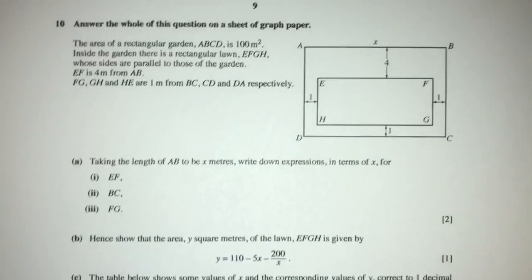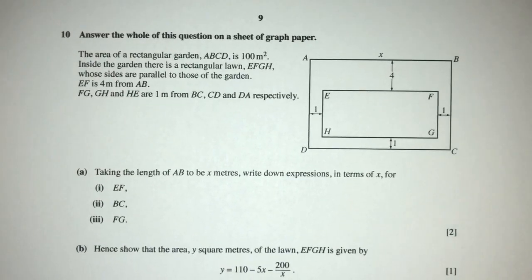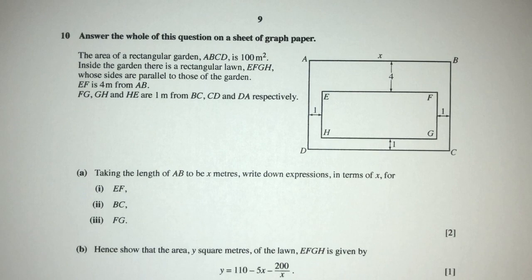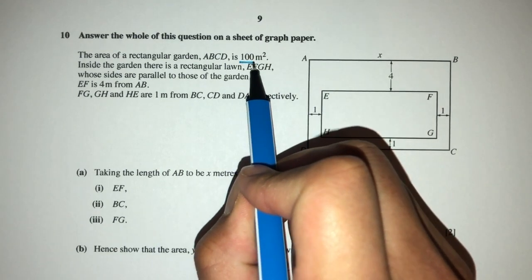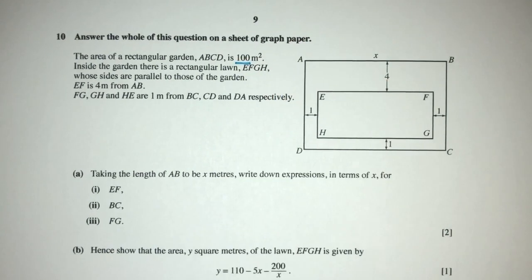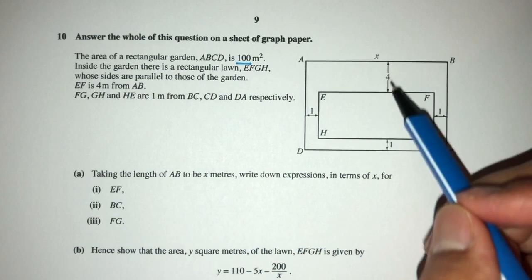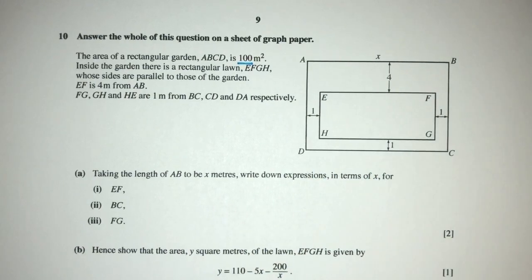Okay, so let's move on to question number 10. Answer the whole question on a sheet of graph paper. So here I guess we have to draw this on graph paper. The area of the rectangle is given by this, which is pretty important. Inside the garden we have a lawn, EFGH, whose sides are parallel to those of the garden, which means it is also a rectangle. Now EF is 4 meters from AB, and this is also seen on the diagram.